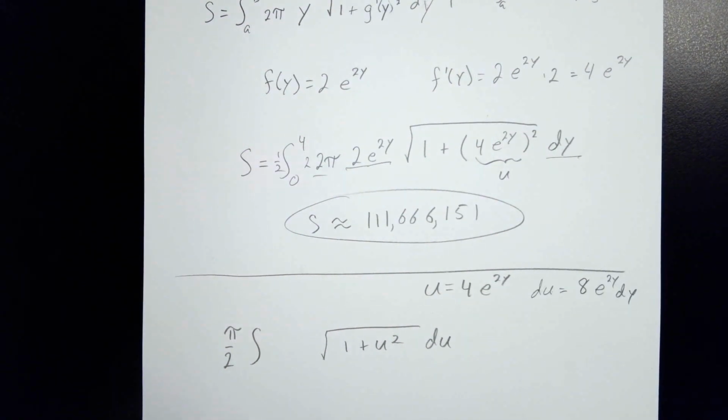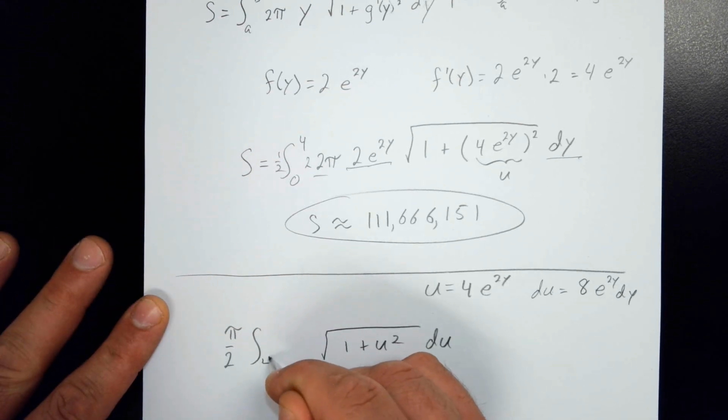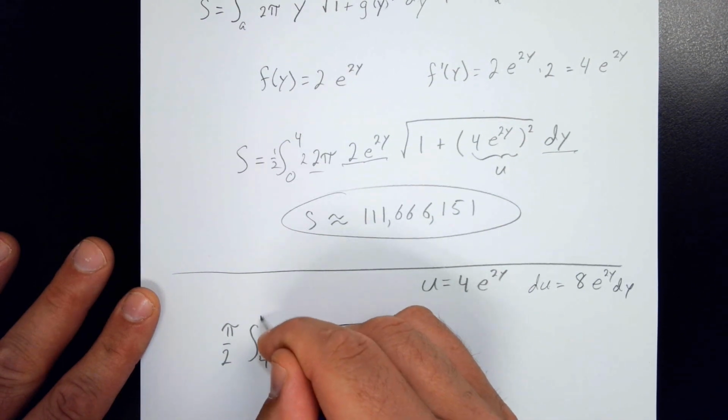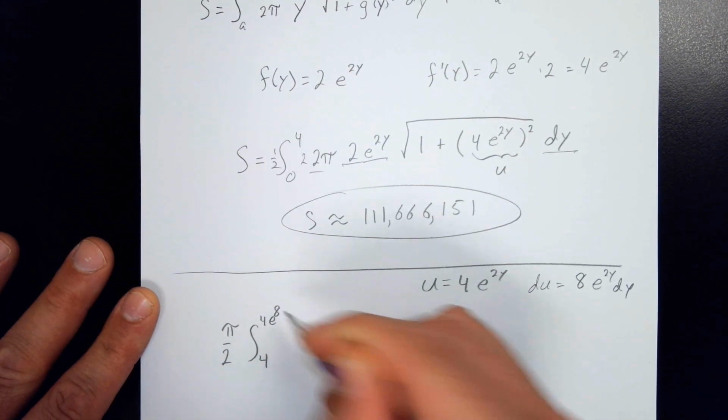The other thing you would need is to figure out your limits of integration. If u is 4e to the 2y, if I plug in a 0, that would be 4 times e to the 0, which would just be 4. If I plug in a 4 into this, I get 4e to the 8th.